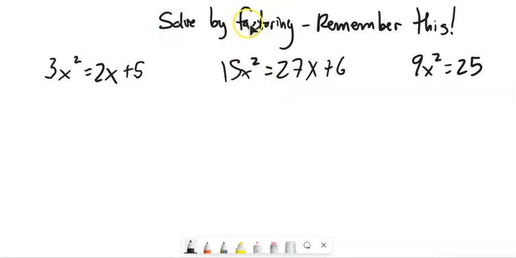A couple things to remember while you're solving by factoring. I have 3x squared equals 2x plus 5. It's got all the pieces, right? It's got the x squared, it's got the 2x, it's got the 5. But what I want you to notice is it's not equal to 0.